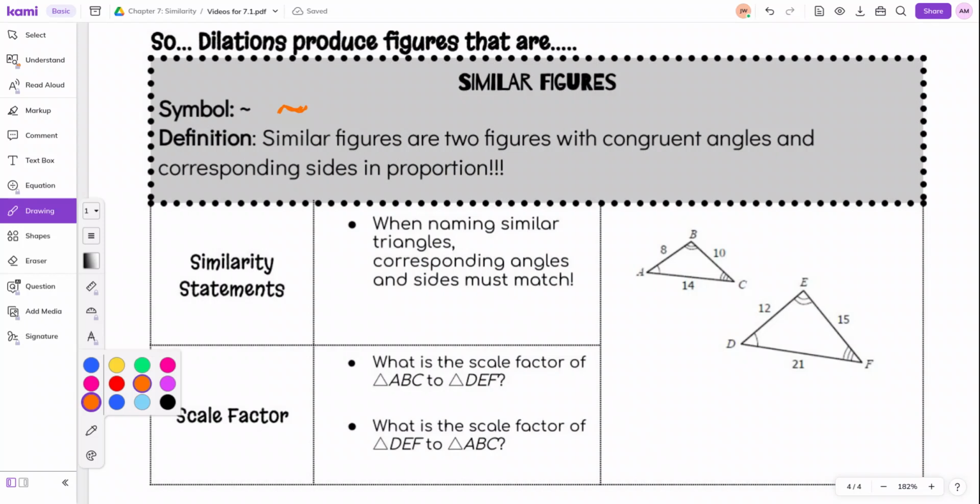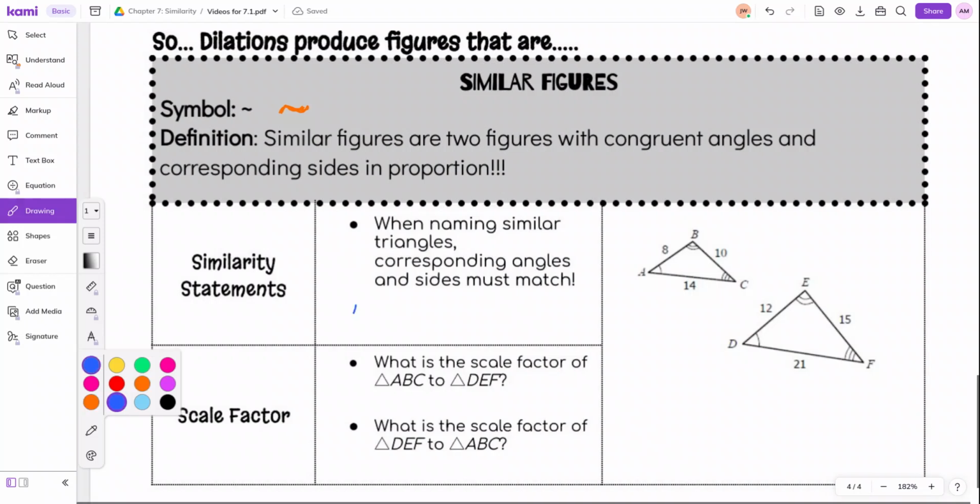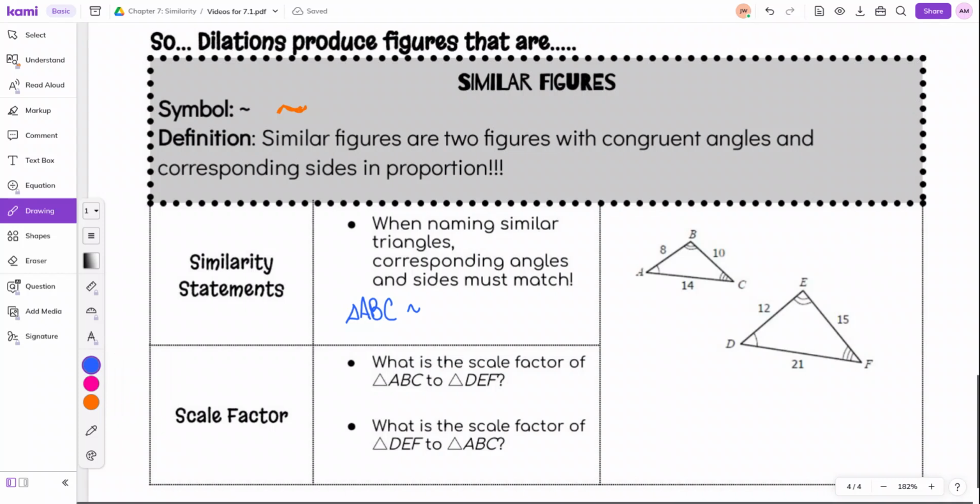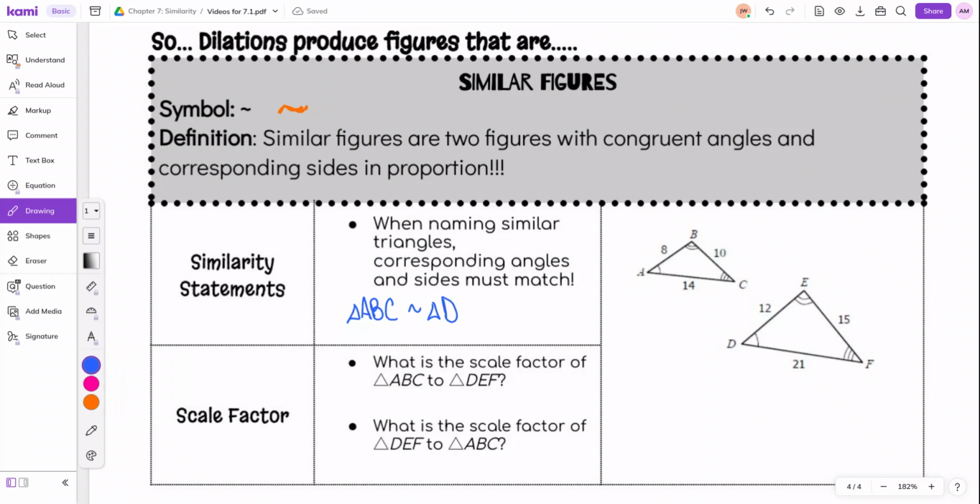When we name similar triangles, corresponding angles and sides need to be in order, just like they were when they were congruent triangles. So for example, over here on the right, I have triangle ABC. If I'm looking for corresponding angles, I'm going to look for those corresponding vertices. Triangle ABC is similar to triangle DEF. A corresponds with D. Vertex B and angle B corresponds with angle E. And C corresponds with F. Now, these are oriented in the same direction, and the angles are marked.